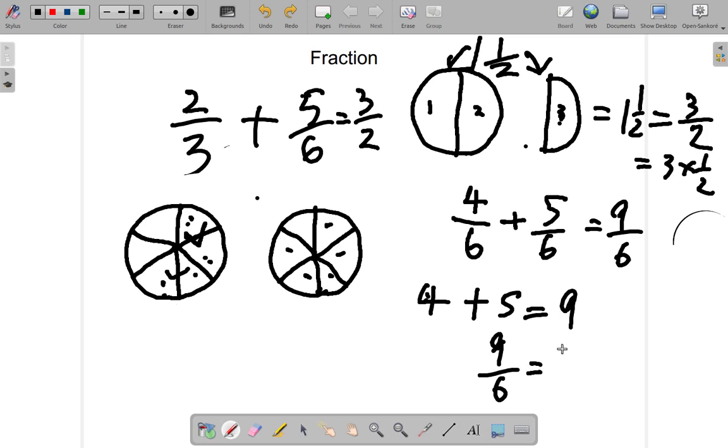which again is the same as 3 halves, which is 1.5. So we have 9 6s, which is 3 halves. So that's what really happens when we add them like that. Alright? So that's an addition of 2/3 plus 5/6.